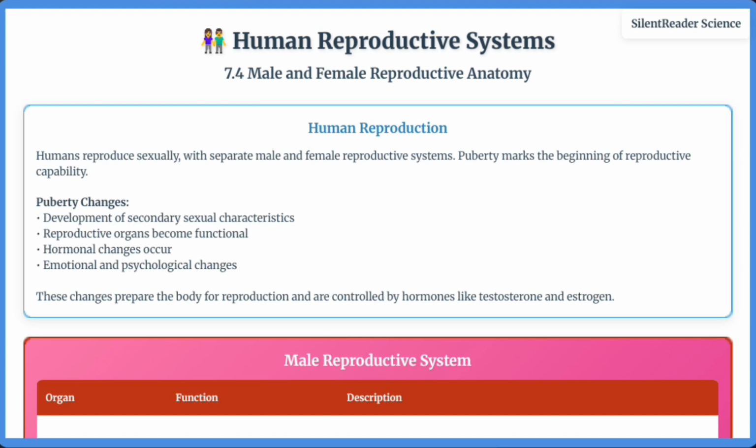Reproductive health is crucial throughout life, involving proper hygiene to prevent infections, awareness about sexually transmitted diseases, and understanding contraception for family planning. Various contraceptive methods are available, from barrier methods like condoms to hormonal methods, IUDs, and surgical options, each with different effectiveness and considerations.